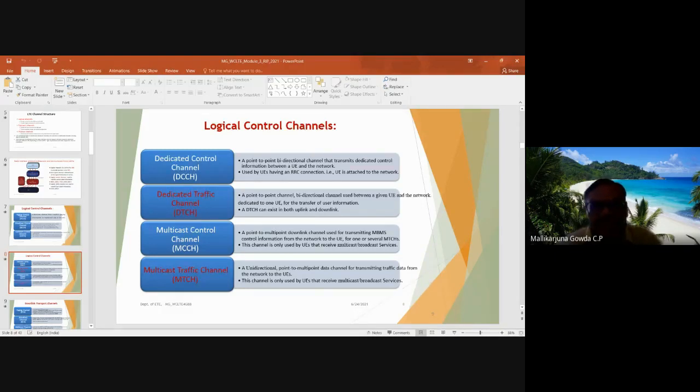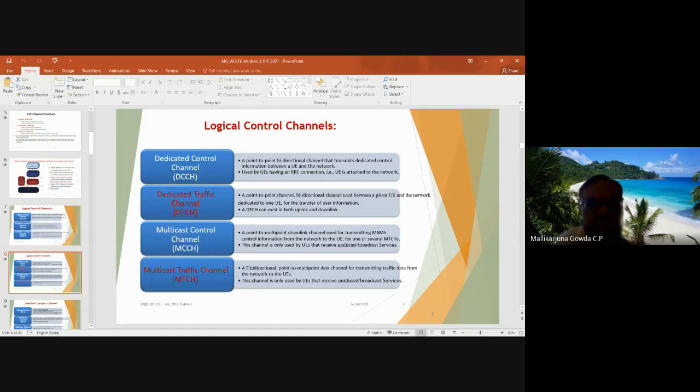And next I said about the logical traffic channels. In that there are two. One is the dedicated traffic channel, which is denoted in short as DTCH. So what is it? It is a point-to-point channel. Even I can say it's a bidirectional channel used between the given user equipment and the network, dedicated to one user equipment, for the transfer of user information. So this dedicated traffic channel can exist in both uplink and as well as downlink.